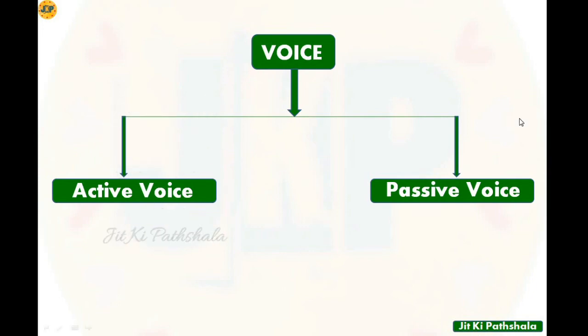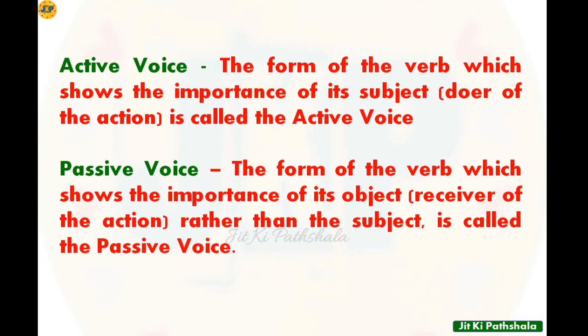Voice are mainly of two types, that is active voice and passive voice. Now let's see the definition of active and passive voice. Active voice, the form of the verb which shows the importance of its subject, doer of the action, is called the active voice. So when the importance is given to the subject, then it is an active voice.